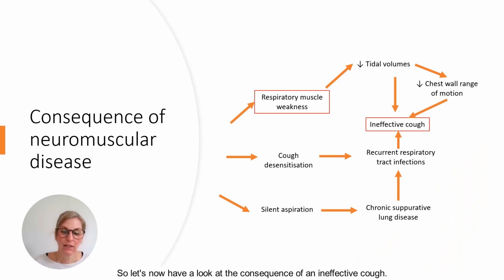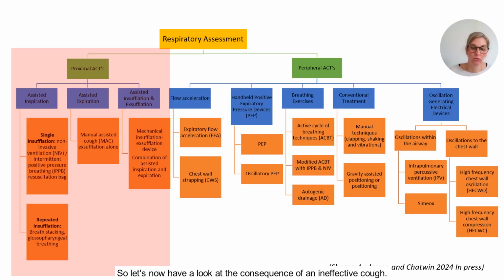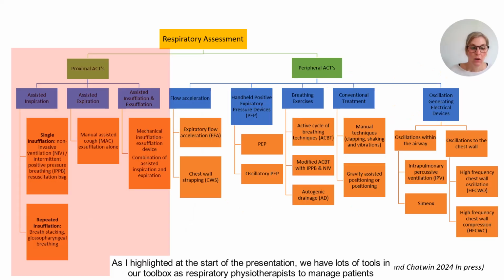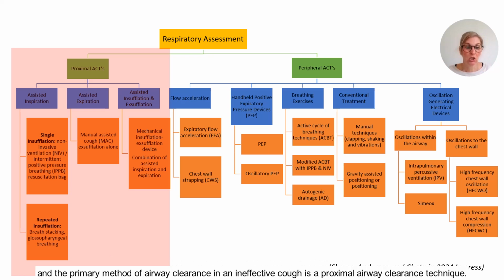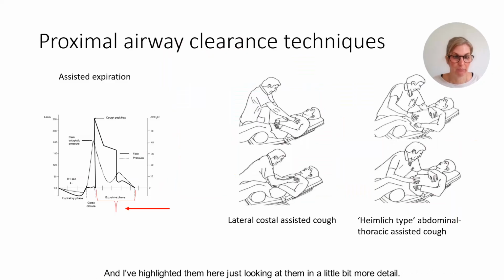So let's now have a look at the consequence of an ineffective cough. As I highlighted at the start of the presentation, we have lots of tools in our toolbox as respiratory physiotherapists to manage patients. And the primary method of airway clearance in an ineffective cough is a proximal airway clearance technique, and I've highlighted them here.